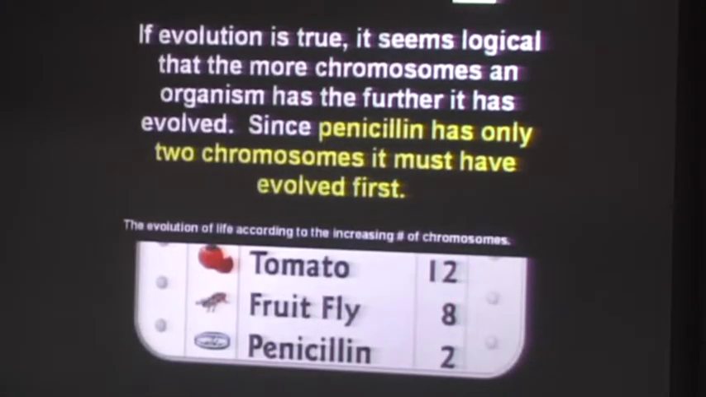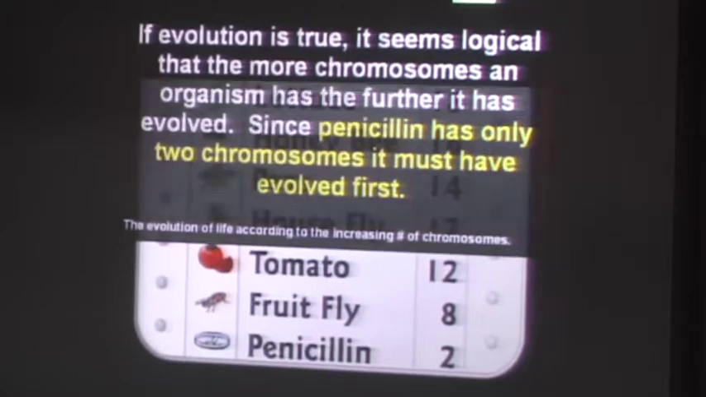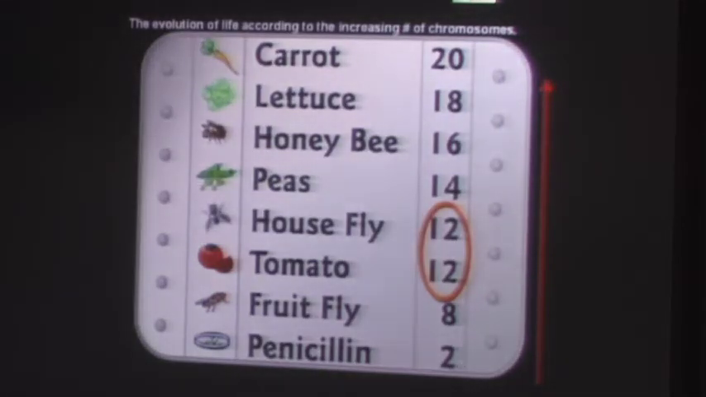Okay, well then I did some research on this. I discovered penicillin has 2 chromosomes. That one had to evolve first. And then slowly over millions of years, they got some more chromosomes, because they're complicated, you know, and turned into a fruit fly. You can see the similarity there. It's only got 8 chromosomes. And then very slowly it evolved some more chromosomes and became either a tomato or a housefly. Very tough to tell the difference. They're identical twins, you know.